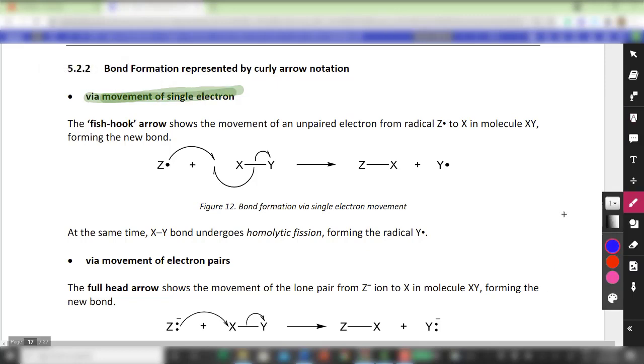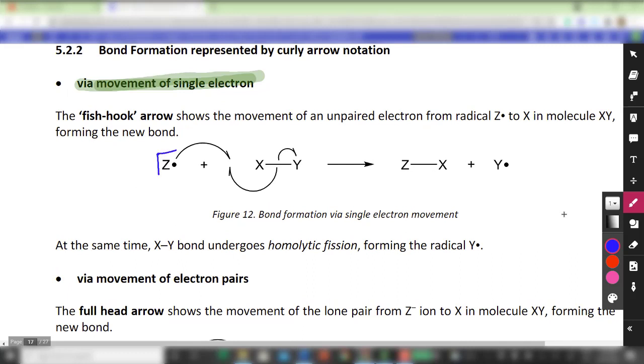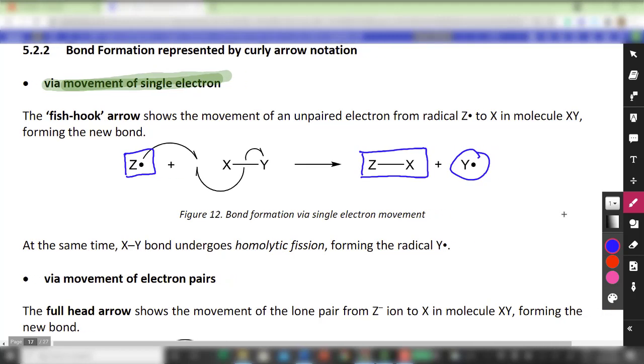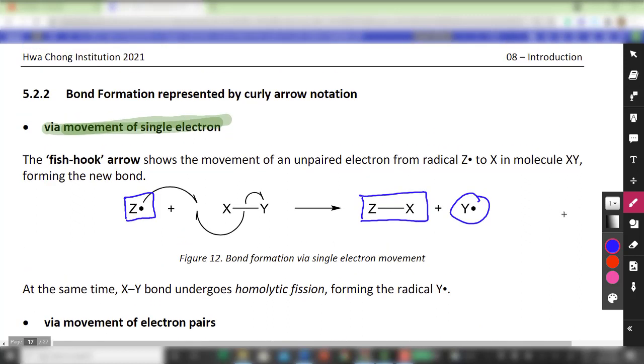Okay, so single electrons here, it's like, let's say I have a Z radical. Then I want to form a ZX single bond. And of course you know that Y is being kicked out, so-called, as a radical. So I think the first thought process that you will have is you can actually work it out in this format. You can visualize it as some form of homolytic cleavage. So in that sense, you end up with 2 radicals.